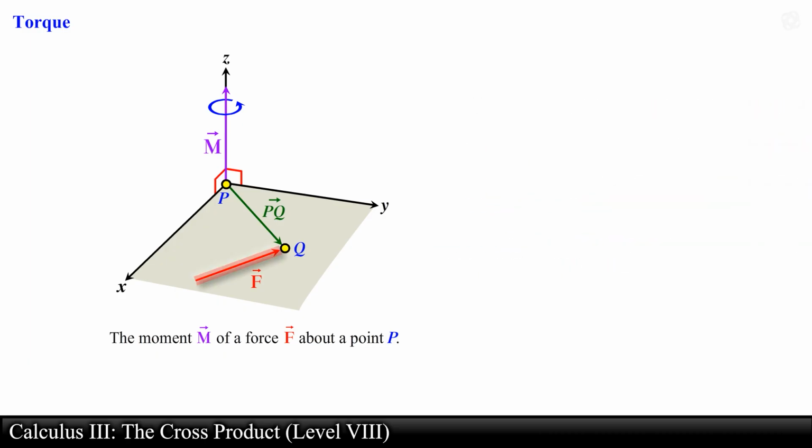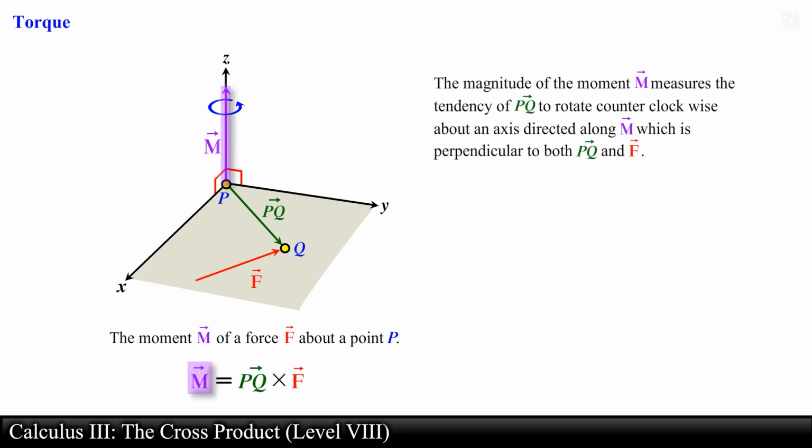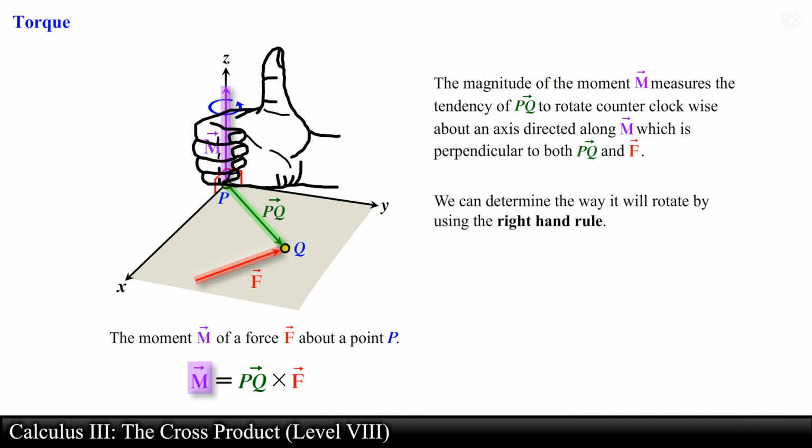In the figure shown, a force F is applied at point Q. So the moment of the force F about point P is given by the following expression, vector PQ crossed with the force F. The magnitude of the moment M measures the tendency of vector PQ to rotate counterclockwise about an axis directed along vector M, which is perpendicular to both vector PQ and the force F. We can determine the way it will rotate by using the right-hand rule introduced in the previous videos.